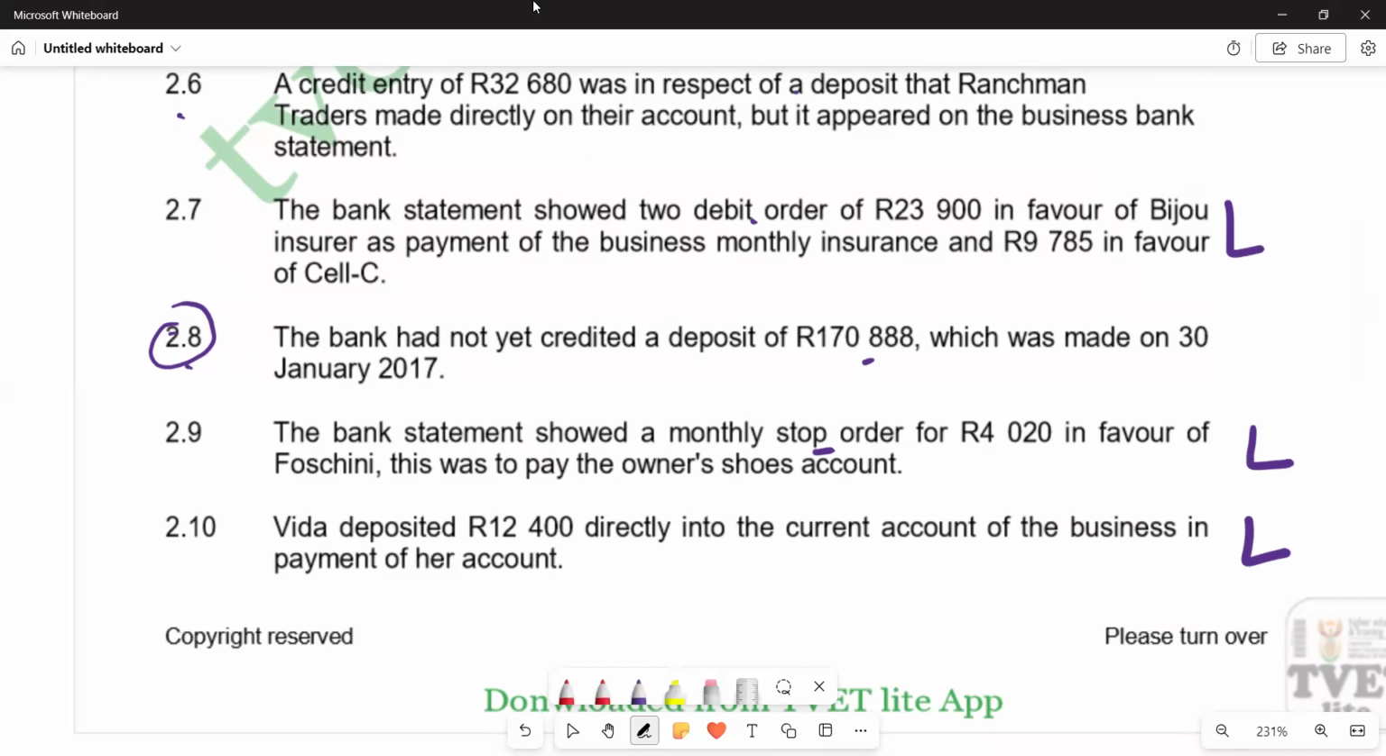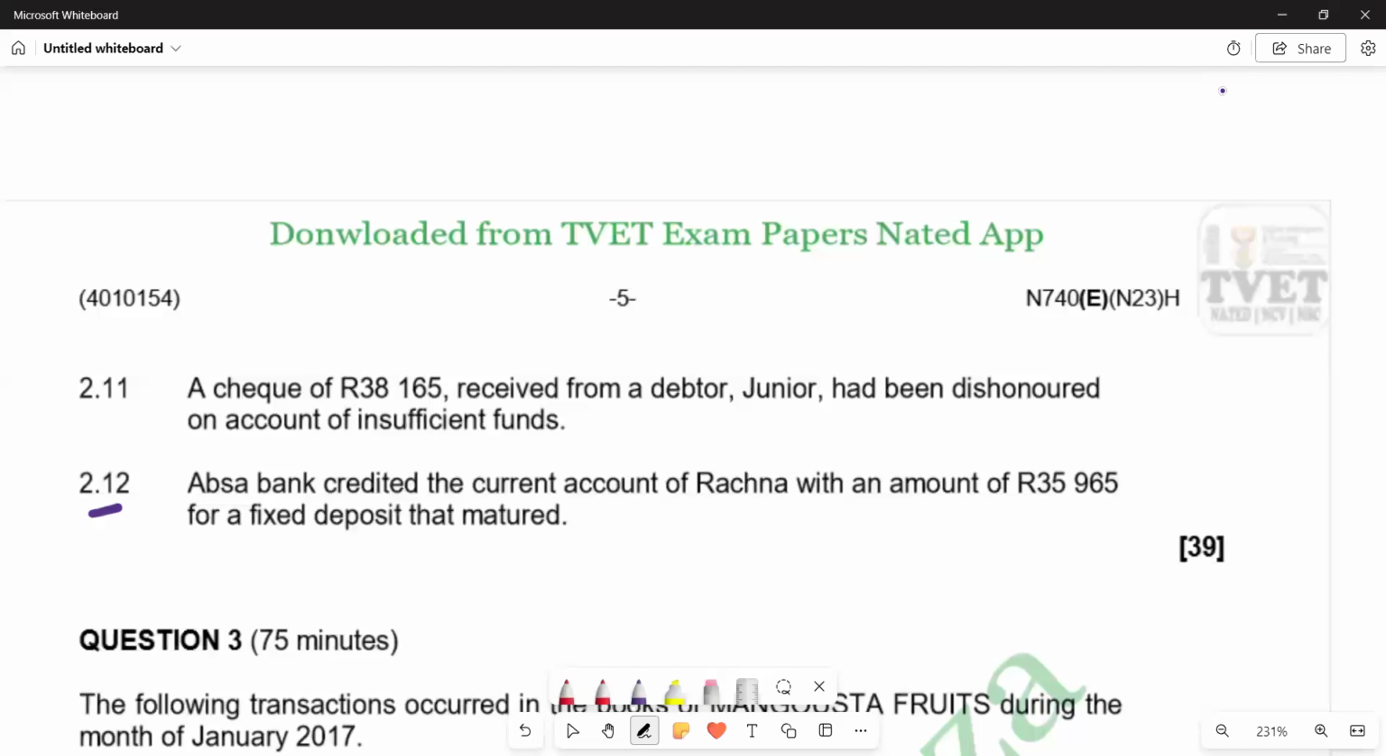So what we need to do is to check again if you've got anything that we can use to enter into our bank. And on 2.11, a check of 13,165 rands received from a debtor, Junior, had been dishonored on account of insufficient funds. So in terms of a dishonored check, we don't reflect it in the bank reconciliation because it was dishonored, it was rejected. So it's not going to affect our bank statement, but we can only adjust it in the ledger. So remember, whenever a check is issued, it's recorded in our books.